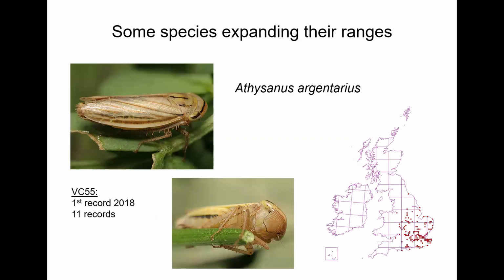Another interesting species that's also expanding its range. This used to be very rare. This used to be confined to coastal salt marshes and so on in the southeast, mostly around London and the Thames estuary, that sort of area. But again, over the last 20, 30 years, has clearly expanded its range very considerably. And as you can see, got to Vice County 55, Leicestershire and Rutland, just a few years ago, and has accumulated quite a few records in that county since.